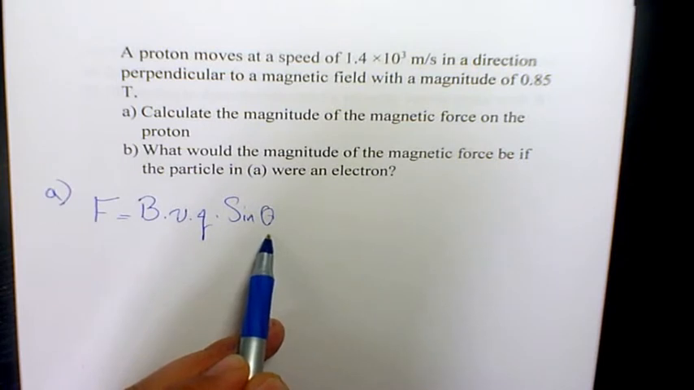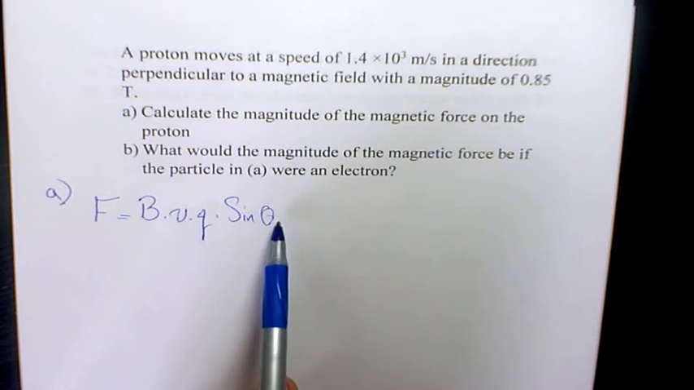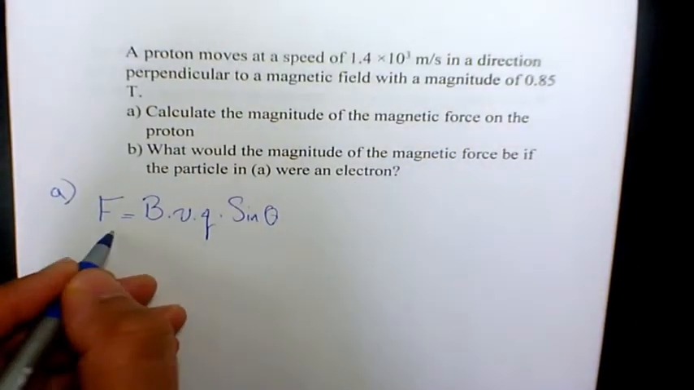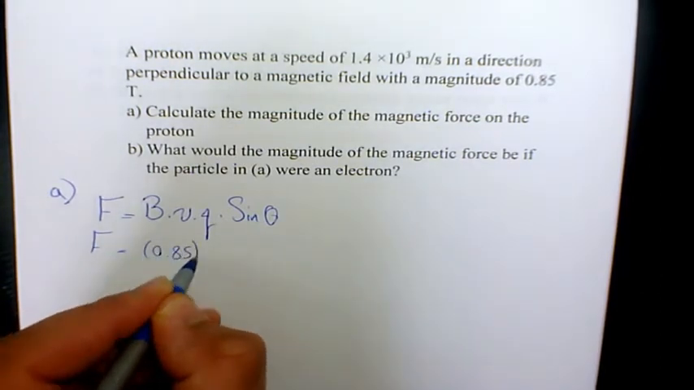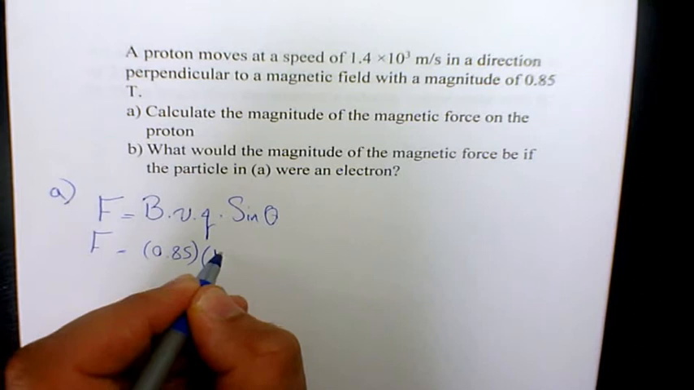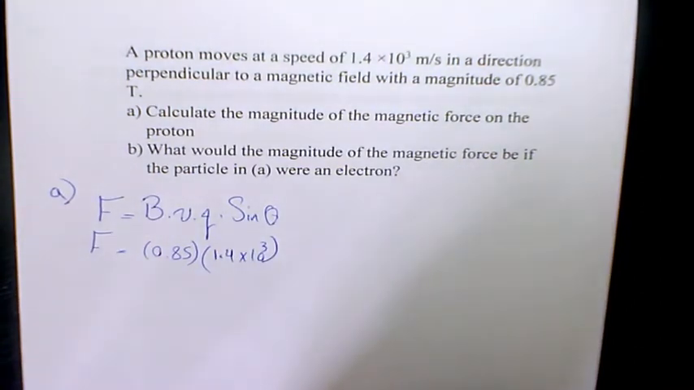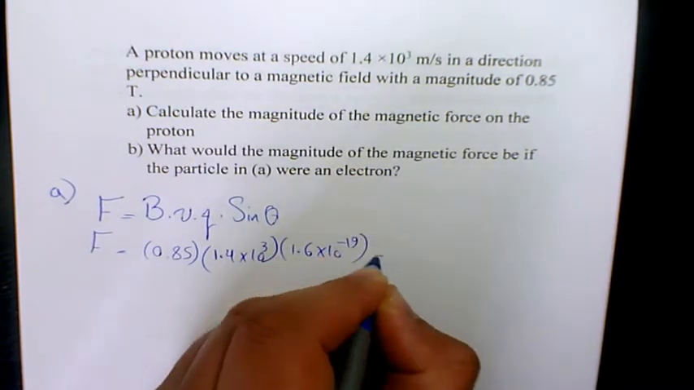In this case, it says they are perpendicular, so it means sine 90, which is equal to 1. So F equals B, which is given as 0.85 Tesla, times V, the velocity given as 1.4 times 10 to the power of 3 meters per second, times Q, which is the charge of the proton. Proton charge is 1.6 times 10 to the power of negative 19 Coulomb.